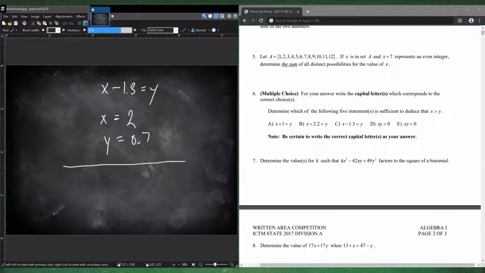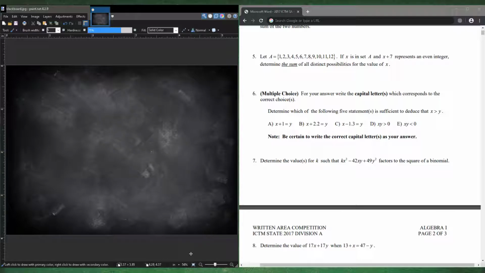And to prove this conceptually also, if we say y is right here, we can rewrite this equation as x is equal to y plus 1.3, right? We just add 1.3 to both sides. So if you're adding something, you're going to the right. So that means x is somewhere right here when you move by 1.3. And anything to the right of a number is always going to be bigger than it. So C is always going to work. And that is our only answer for 6.